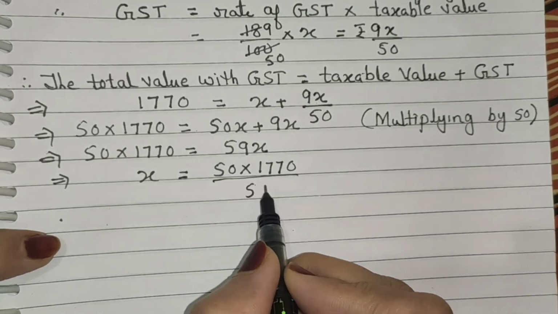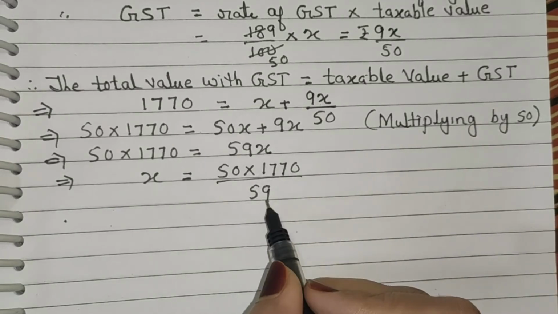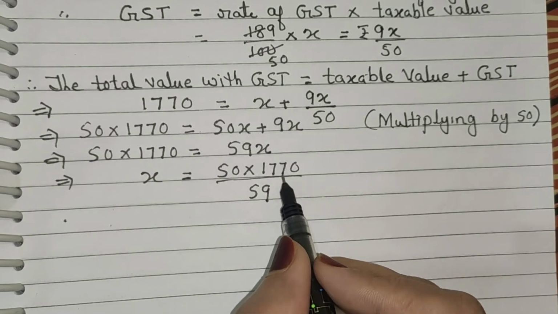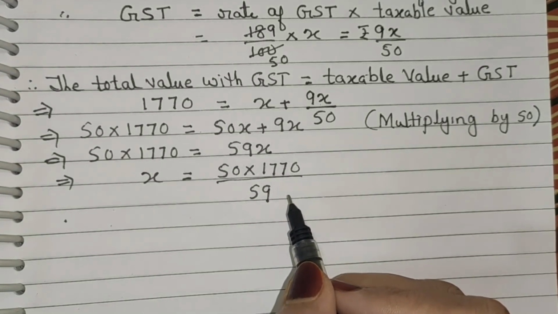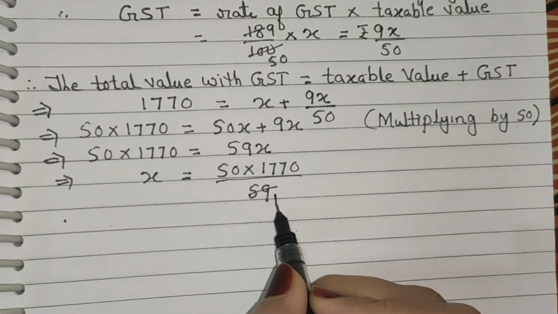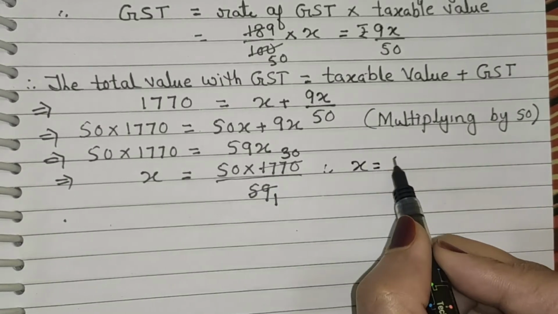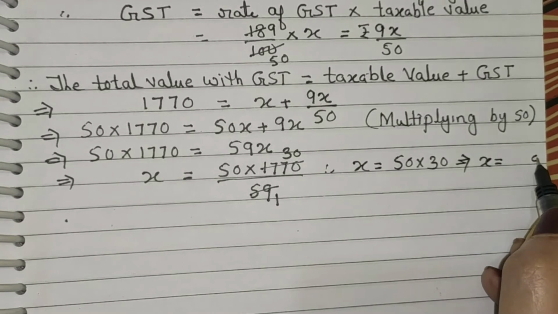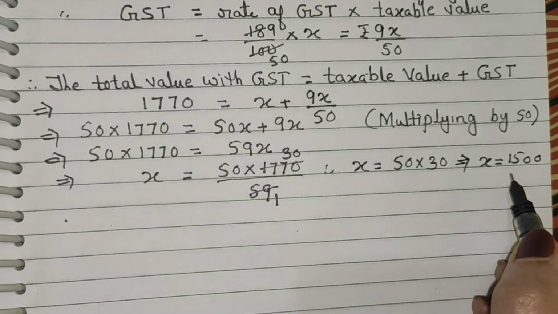1770 upon 59. Now look here, the unit place is 9. Table of 9: 9 1s are 9, 9 2s are 18, 9 3s are 27. Therefore simply multiply 59 by 3: 3 9s are 27, 7 carry 2, 3 5s are 15 plus 2 is 17, so 177. Therefore cancel it by 3, we get 30. Therefore the value of x is equal to 50 into 30, x is equal to 1500. It is the taxable value of the toy car.